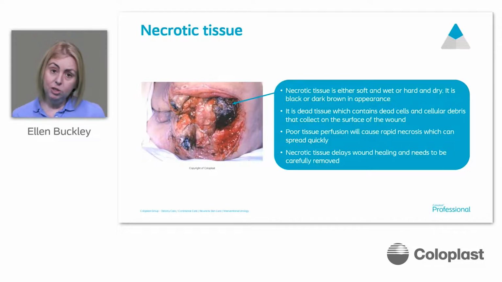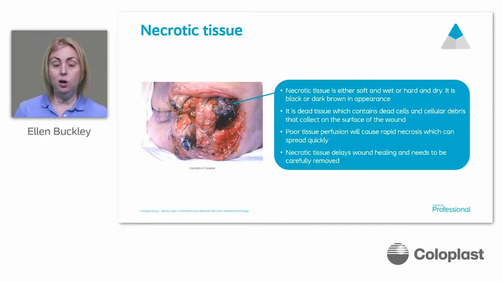So we need to be really sure before we remove any devitalised tissue that there is a blood supply to the wound to support that ongoing healing. And it's not always easy to see if there's a blood supply to a wound. In this image here, you can see on the slide, we can see that there is a blood supply to this wound because it's bleeding. But it's not always easy to see that.